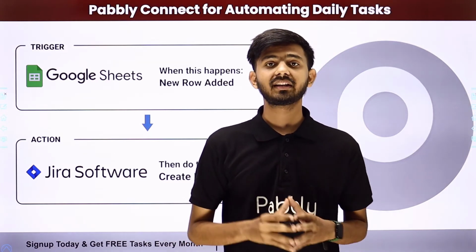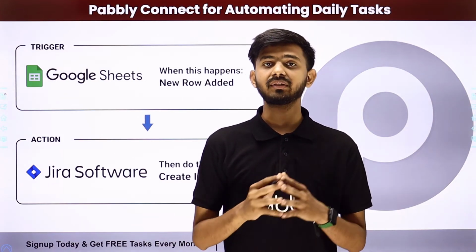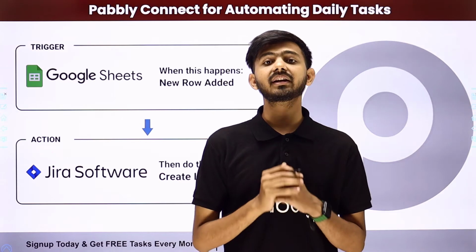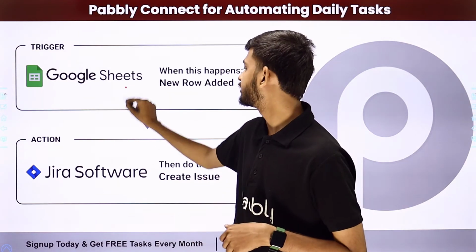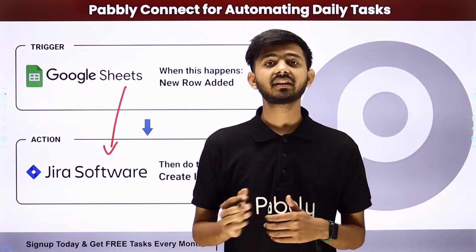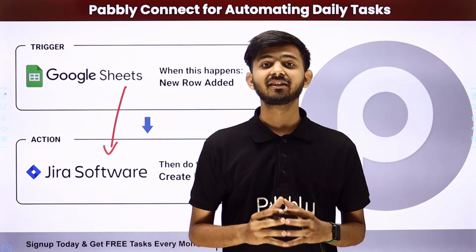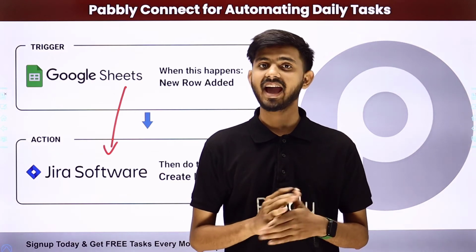So here our objective is that whenever we add details of a new task in our Google Sheet, then we want to create a new task in a Jira software account. For this, we will create an integration between Google Sheets and Jira software. For creating this integration, we are going to use Pabbly Connect, which is an amazing software for automation and integration.